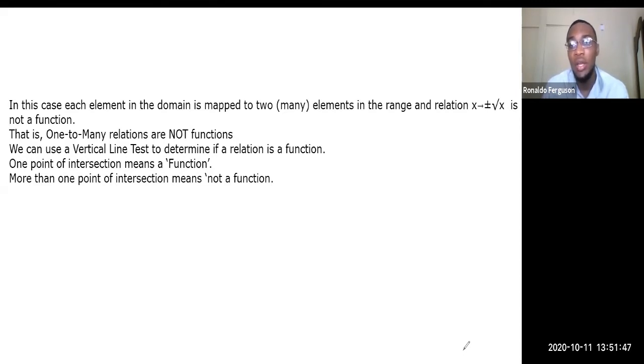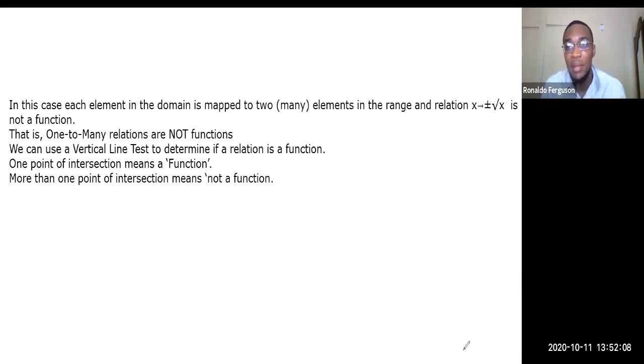Now, here's a quick way you can determine if it's a function. Let's say you don't want to use the mapping diagram. The mapping diagram will show you if it's a function, right? You just need to check if each element in the domain maps, and maps only once. So those are the two criteria you check for if it's a function.